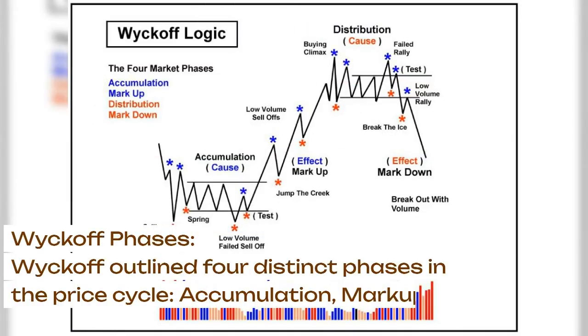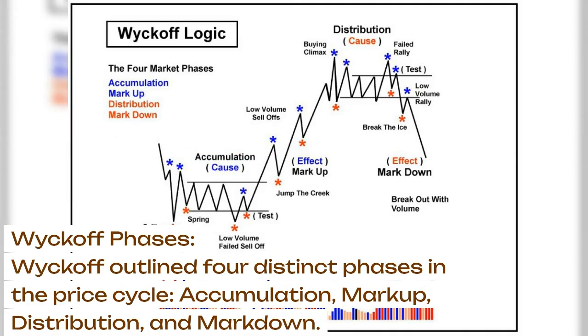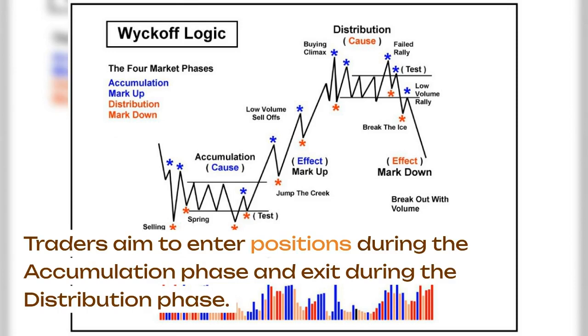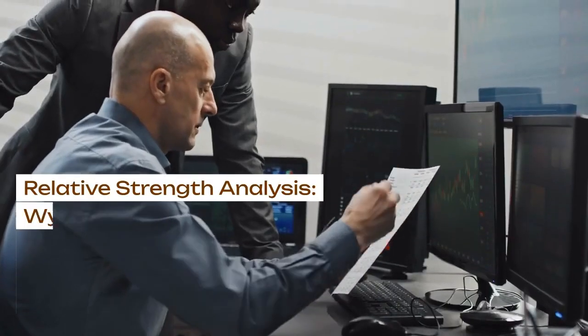Wyckoff phases. Here we have the basic example. Wyckoff outlined 4 distinct phases in the price cycle: accumulation, markup, distribution, and markdown. As I mentioned, this is basic, and in real life we might see things going a little bit differently, but please leave a comment below if you want to see the continuation of this topic. The purpose of this video is to make an introduction into this very interesting topic. So, when it comes to the basic scenario, traders aim to enter positions during the accumulation phase and exit during the distribution phase.